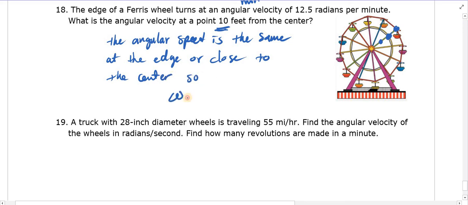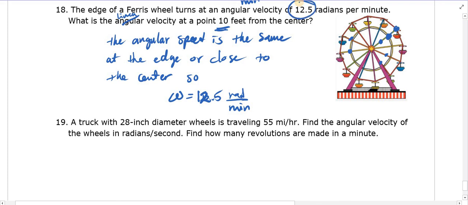So omega is equal to 12.5 radians per minute. It's the same speed. It's the same speed anywhere on the wheel, here or here or here or here or anywhere. It's exactly the same.